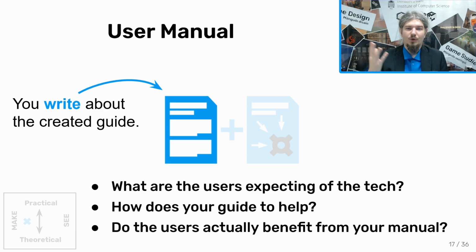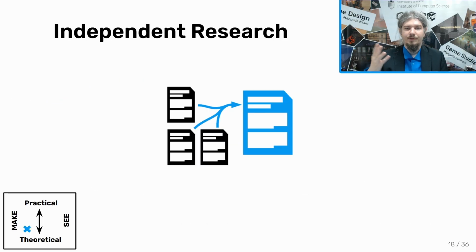You write about what the users of that technology were expecting and how you designed your guide to help them achieve those expectations. Of course, here as well you have to measure: did the users actually benefit from your guide? The last type where you focus on making something is independent research.